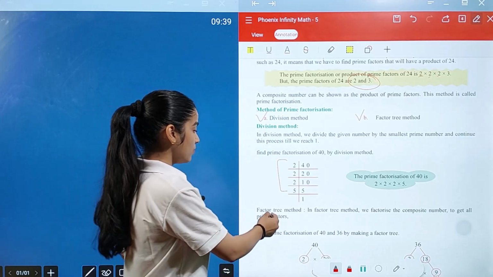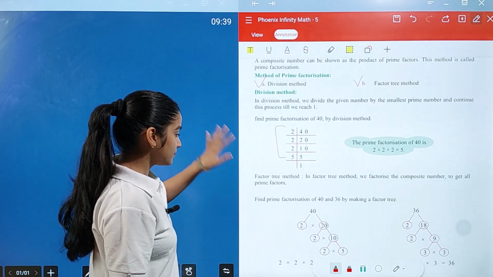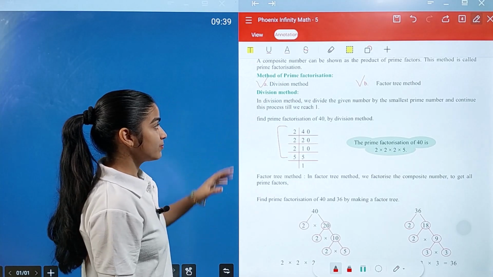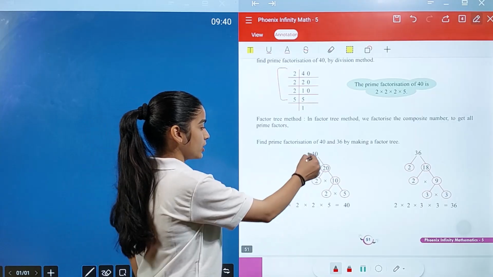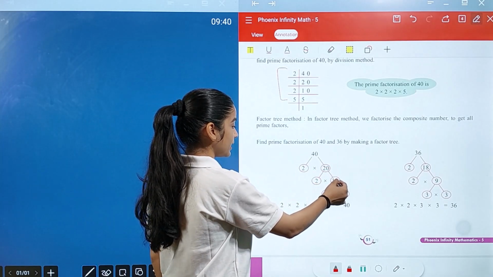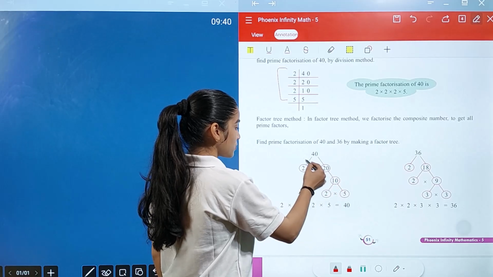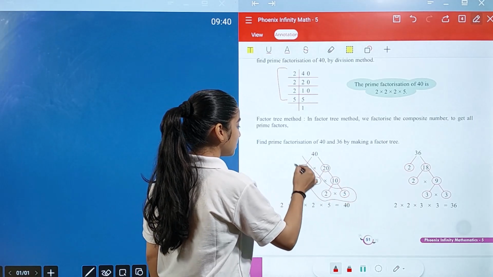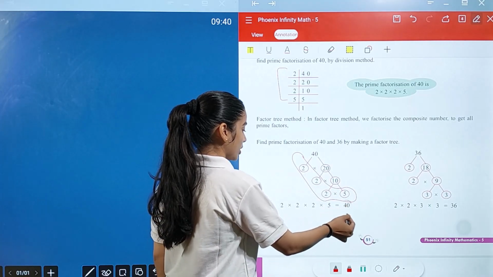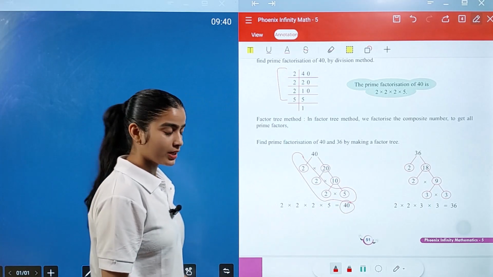Okay, now we are going to find prime factorization with the factor tree method. 40 will be 2 multiplied by 20, 20 will be 2 multiplied by 10, and 10 will be 2 multiplied by 5. So these are your prime numbers: 2 multiplied by 2 multiplied by 2 multiplied by 5 gives 40. This is your prime factorization.